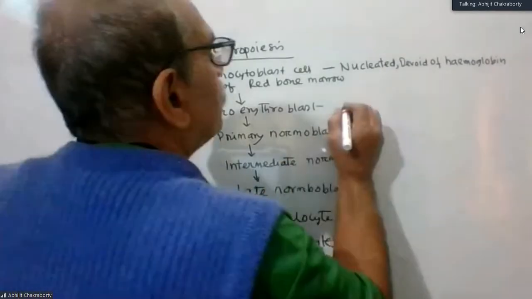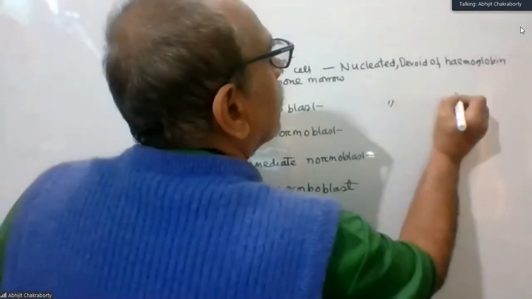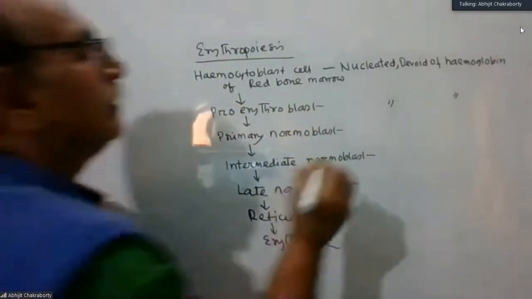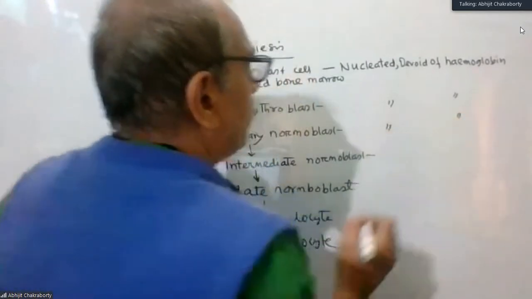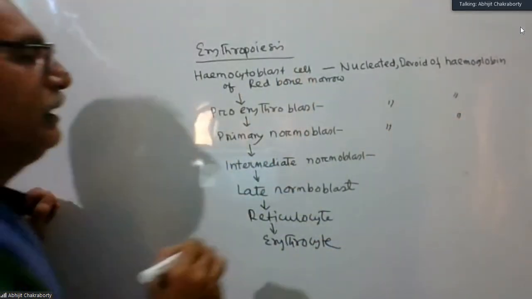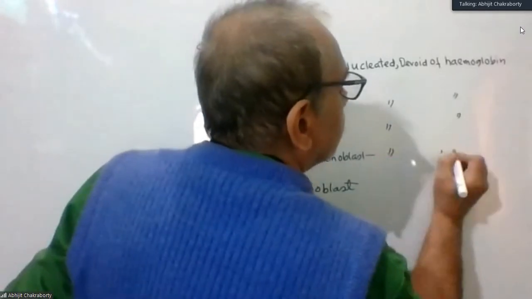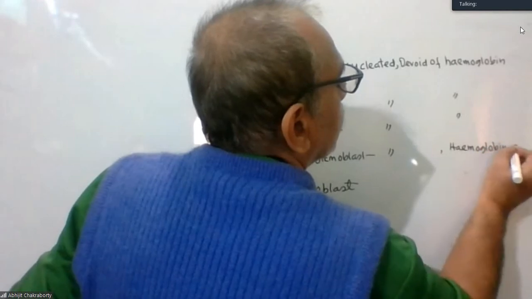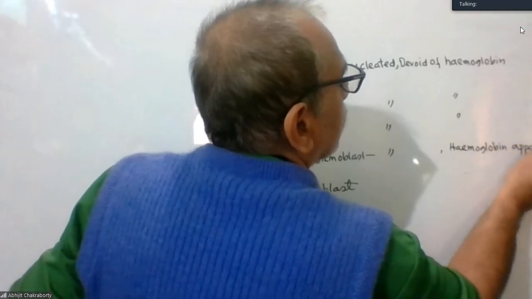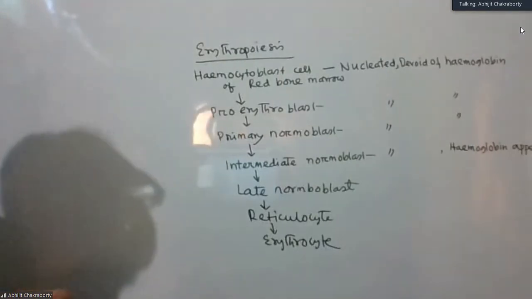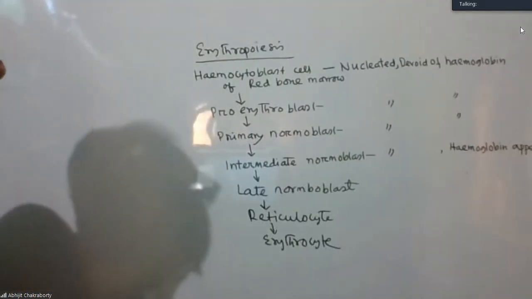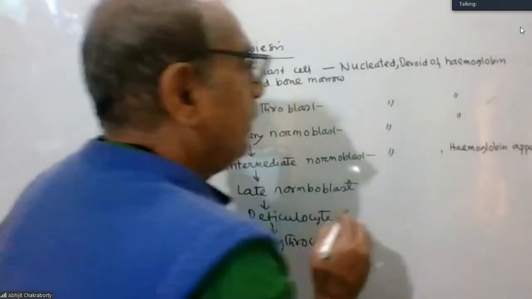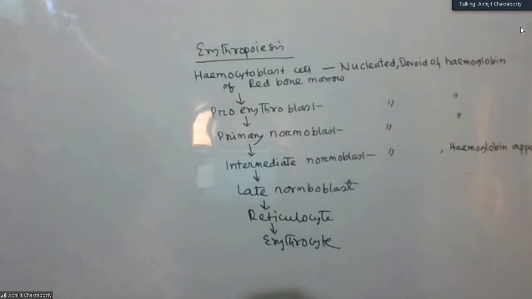Then comes the proerythroblast. It is also nucleated and devoid of hemoglobin. Primary normoblast, also nucleated, devoid of hemoglobin. Intermediate normoblast, nucleated, hemoglobin appears. Then late normoblast, nucleus starts to disappear, we can write now.